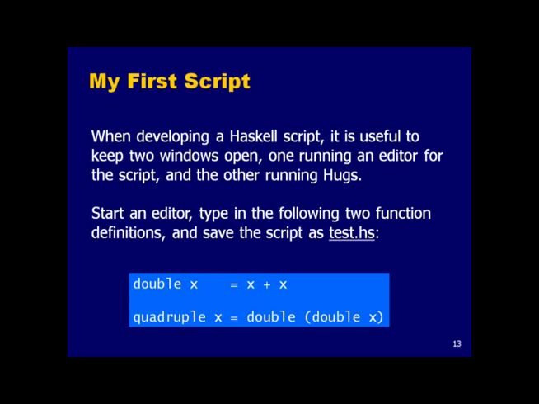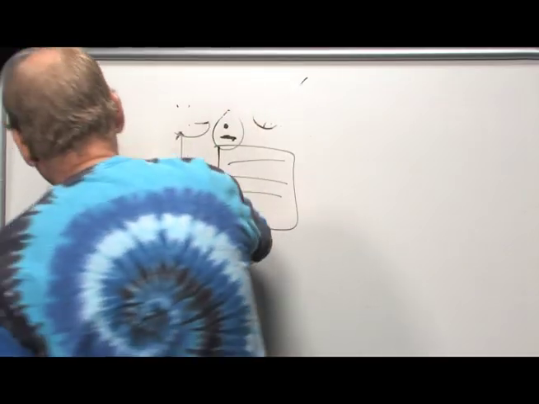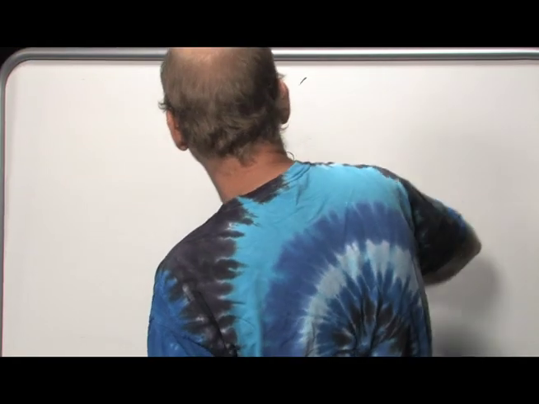Okay, so here's how you define a new function. In Haskell, again, it's very lightweight. If I want to define a new function that doubles its argument, I just write double x equals x plus x. And if I want to write a function that quadruples its argument, I just call double twice.